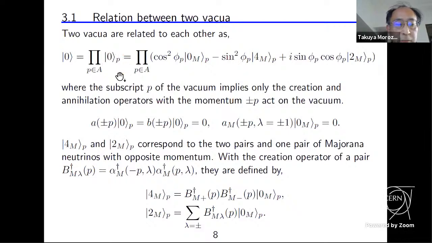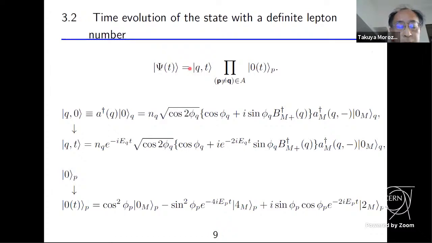So this vacuum annihilated by the massless neutrino operator is a superposition of these three states. So by knowing the vacuum, we can find the state at time t. That is shown here. So Qt is given here. Qt corresponds to the state which evolved from this state, that is at t equals zero.